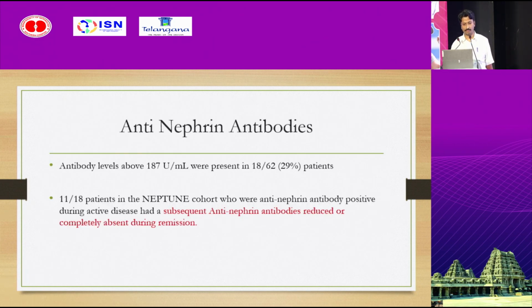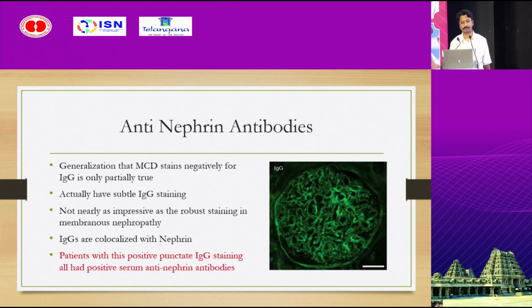And out of these 18 patients who were documented to have anti-nephrin antibodies, 11 patients who went into remission subsequently demonstrated that their anti-nephrin antibodies had reduced or had become completely absent. So coming to the classical pathological finding that MCD does not have any immunoglobulin deposition on IF, it is actually only partially true according to the authors.